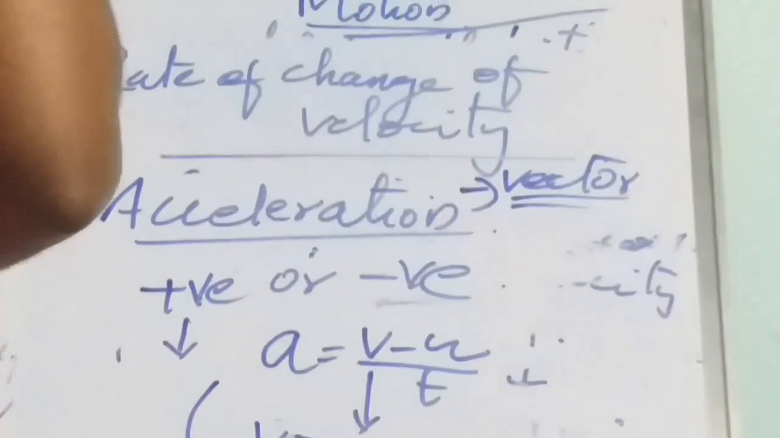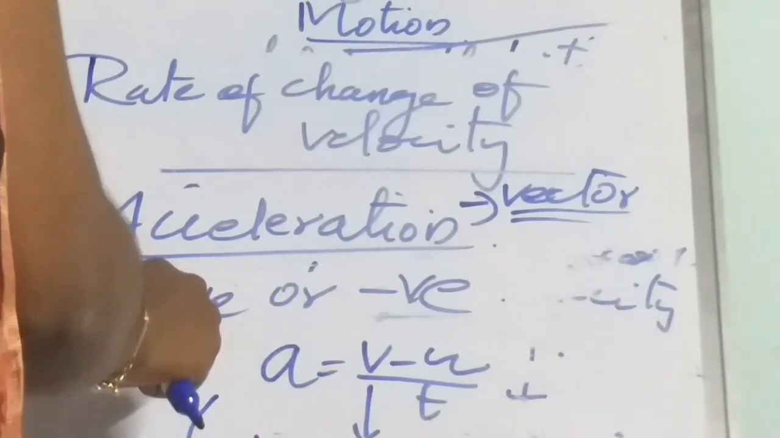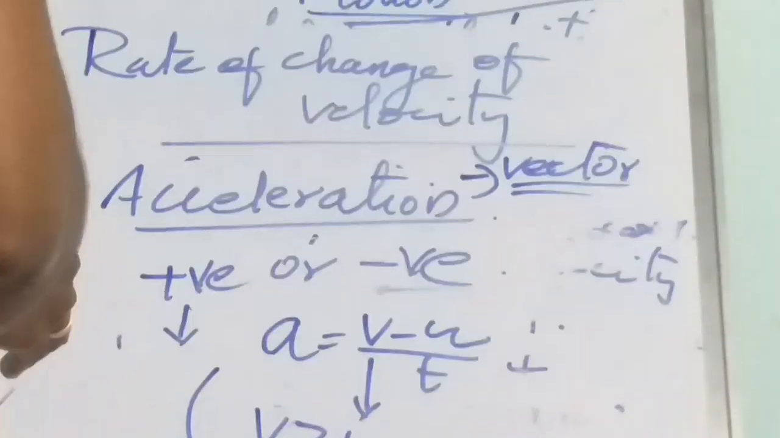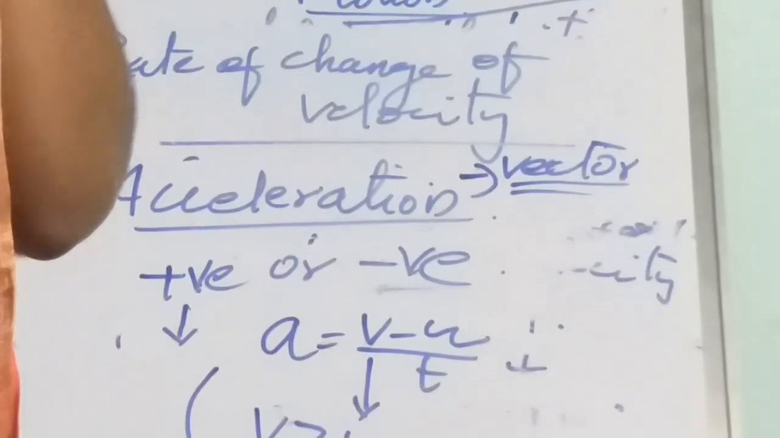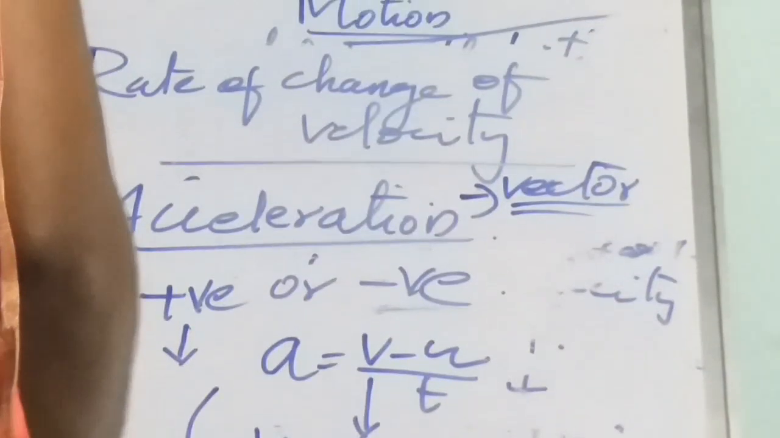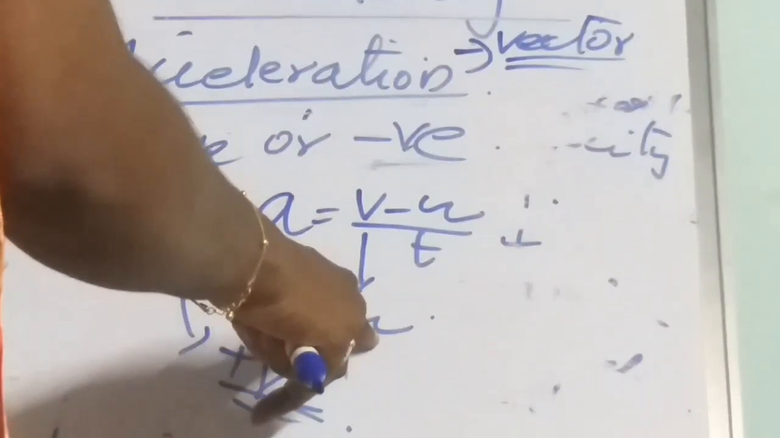We have two types of acceleration, positive acceleration and negative acceleration. If the velocity of an object and the acceleration are in the same direction, acceleration is said to be positive. Here the final velocity increases, so we can write v greater than u, the initial velocity. In that case, a becomes positive.